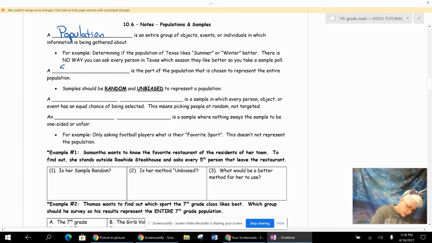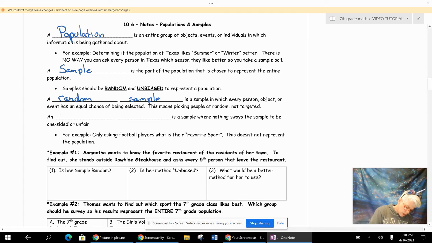A sample is just part of that group. If I wanted to take a survey for Kane Middle School or the entire country, it's really difficult to ask every single person. So you ask a sample group and allow that sample group to represent that entire population. Samples have to be random. Random means I can't ask a specific group of people to get a specific answer, especially an answer I want. We'll talk about that in a little bit.